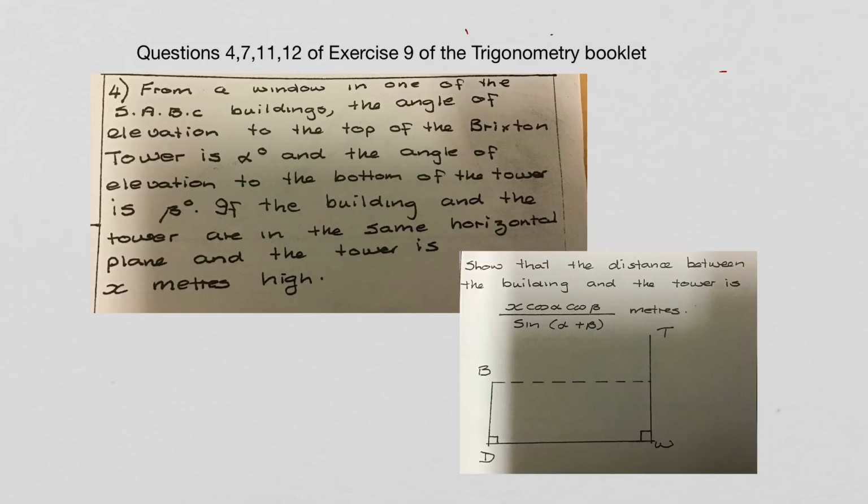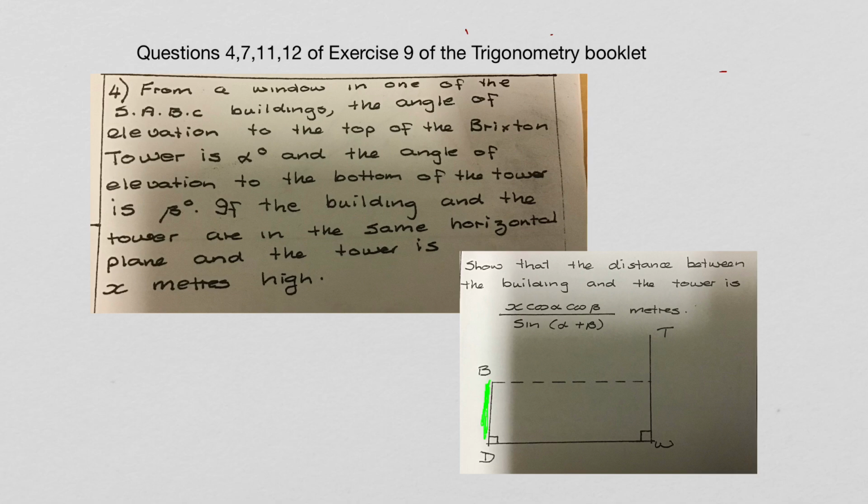Okay, so this is question 4. Nasty question. The diagram is not terribly helpful. It says from a window in one of the SABC buildings. So we have a building over here, which is BD. And then we have a tower over here.